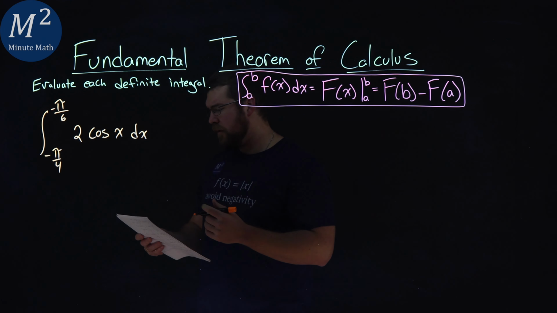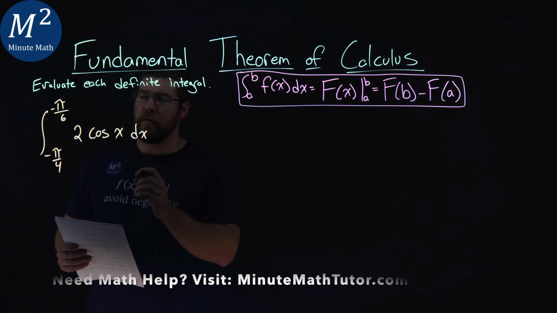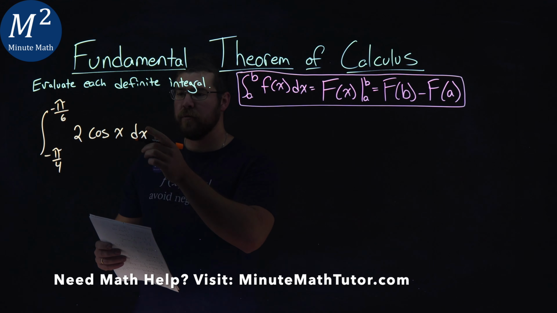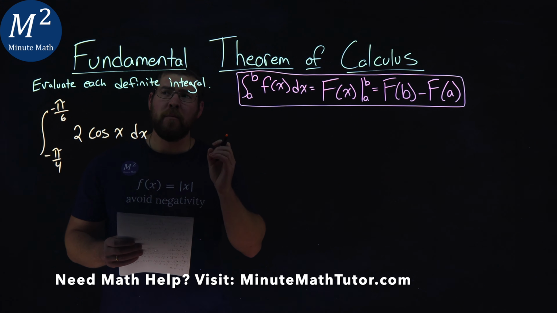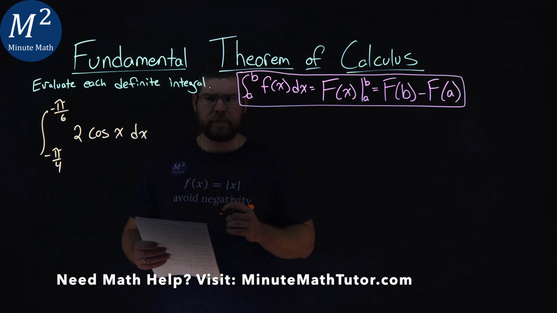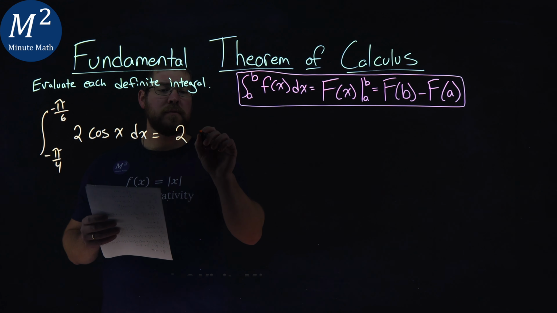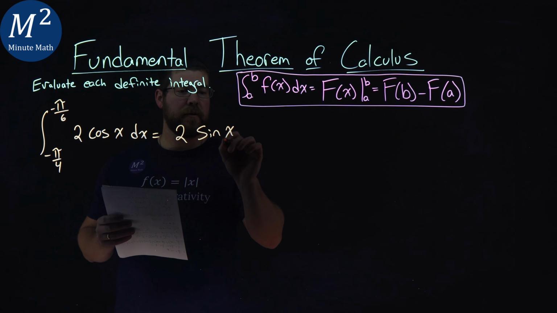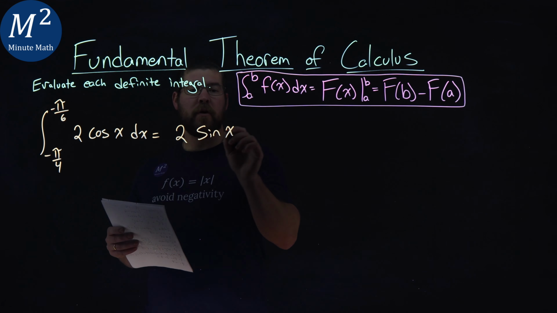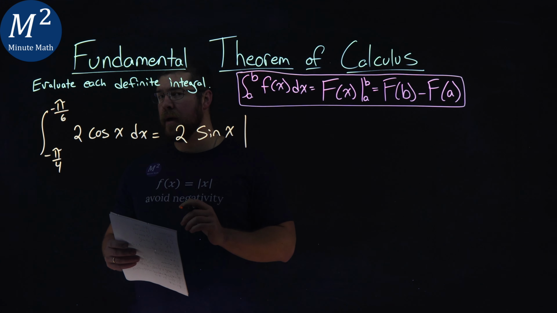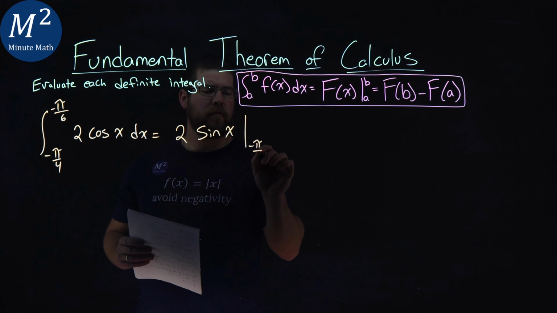We're given this problem right here, the integral from -pi/4 to -pi/6 of 2 cosine x dx, and we want to find the definite integral. Now, the integral of 2 cosine x is just 2 sine of x. Pretty simple here. But we're integrating this using the Fundamental Theorem of Calculus, from -pi/4 to -pi/6.